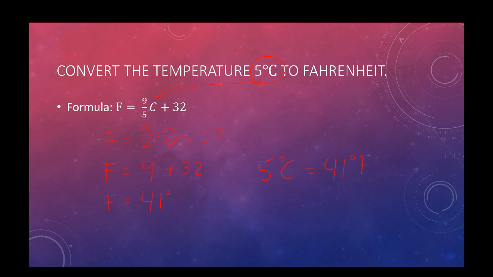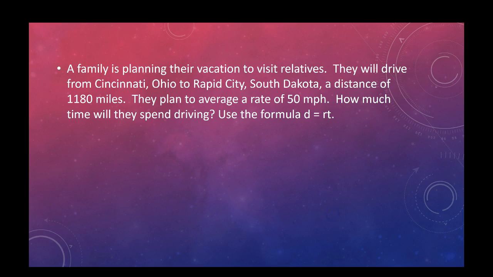Pretty simple, not much to it. So let's look at this one. This one is a word problem giving a bit more context to it. A family is planning their vacation to visit relatives. They will drive from Cincinnati, Ohio to Rapid City, South Dakota, a distance of 1,180 miles. They plan to average a rate of 50 miles per hour. How much time will they spend driving? Use the formula D equals rate times time.